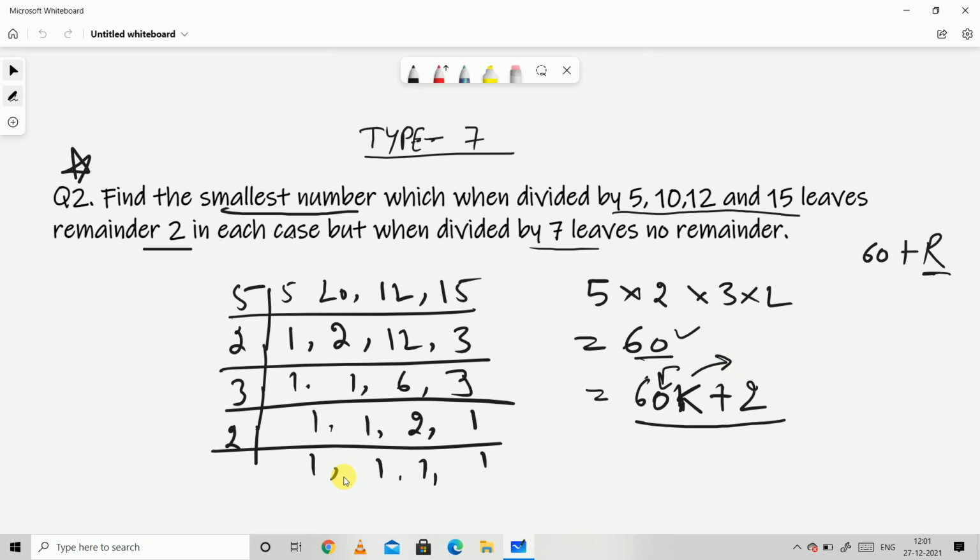Sorry guys, my net keeps causing a lot of problem. Okay. So where were we?